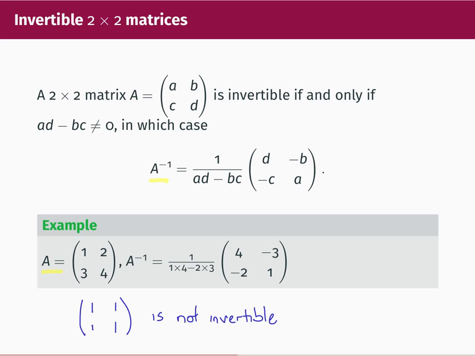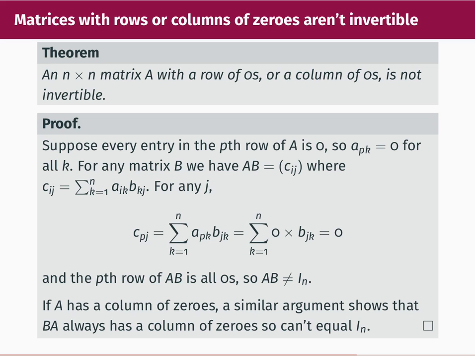You can see that multiplicative inverses for matrices are going to be more complicated than multiplicative inverses for ordinary numbers, because there are non-zero matrices which do not have inverses. Let's look at a sufficient condition for an arbitrary n by n matrix not to be invertible. What this theorem says is that if you have an n by n matrix with a row of zeros, or a column of zeros, so every entry in a particular row or every entry in a particular column is 0, then that matrix is not invertible.